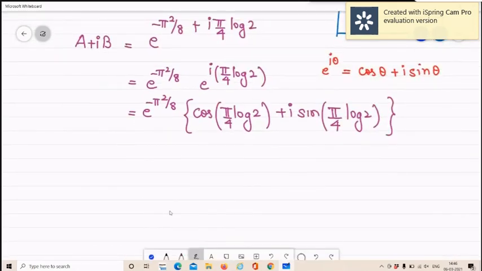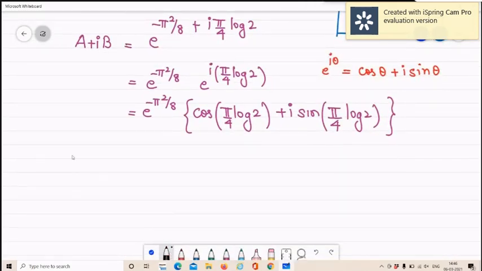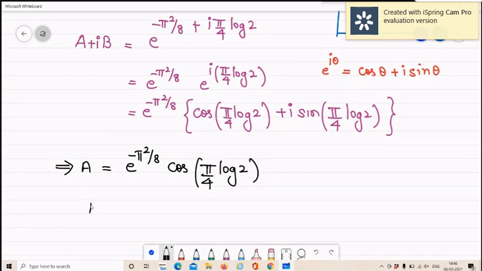What next? Can I directly say the value of A and B now? Yes, ma'am. What is the value of a? E raised to minus pi square by 8 into cos of pi by 4 log 2, and the value of b is e raised to minus pi square by 8 into sine of pi by 4 log 2.